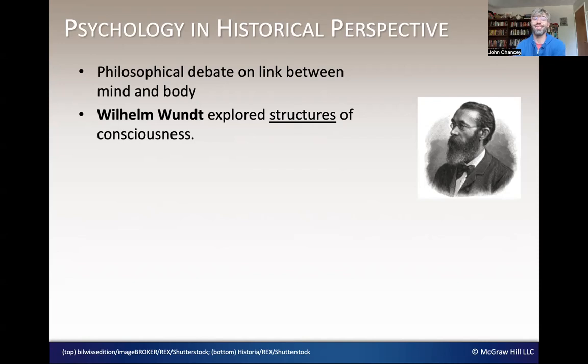Wilhelm Wundt was a German scientist who was the first person to develop a modern psychology laboratory. This took place in Leipzig, Germany. He studied mental processes, specifically how we experience stimuli, that connection between when we see or hear or feel a stimulus and then we react to it. He was really one of the first people to study reaction times.